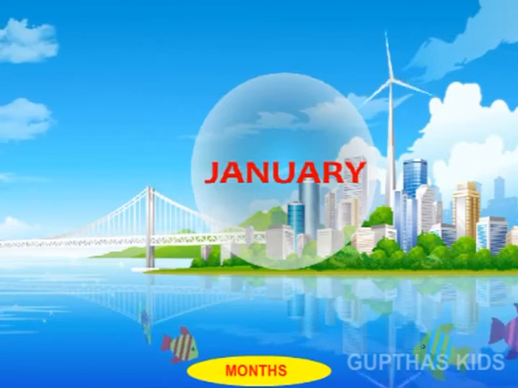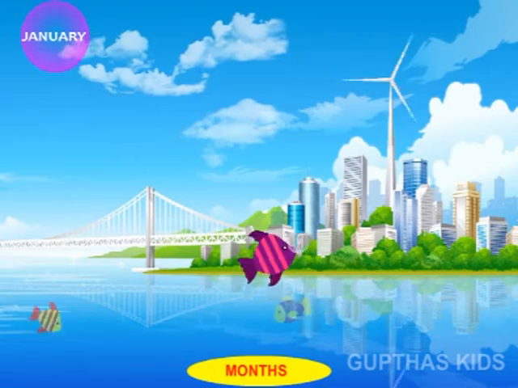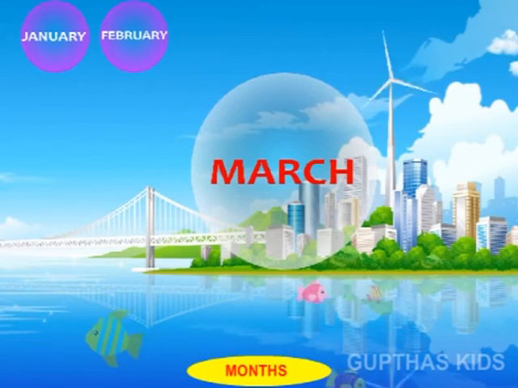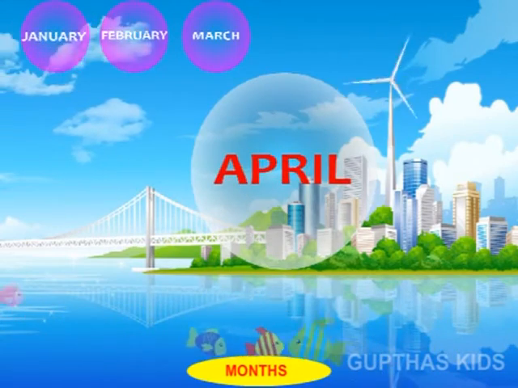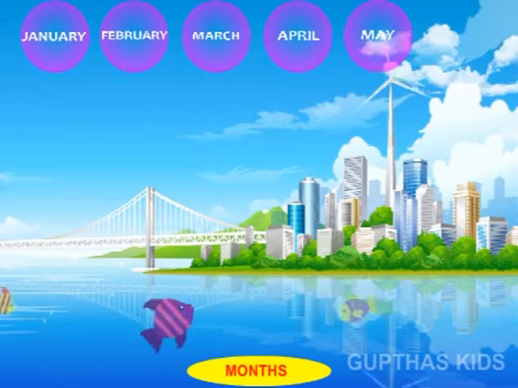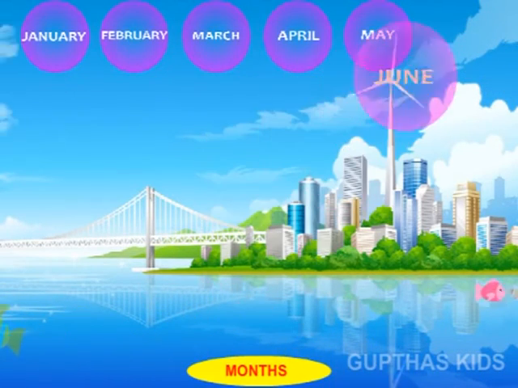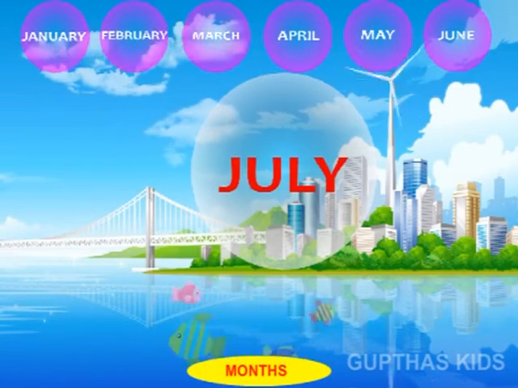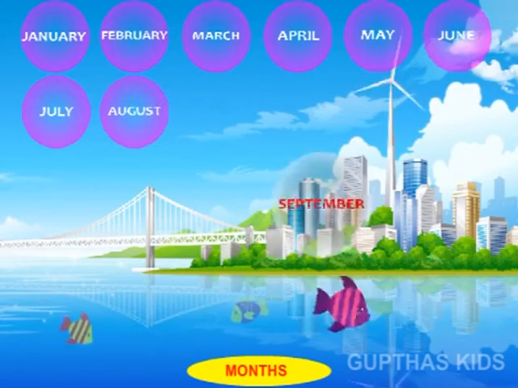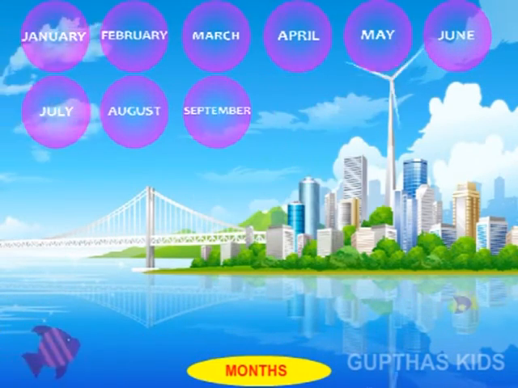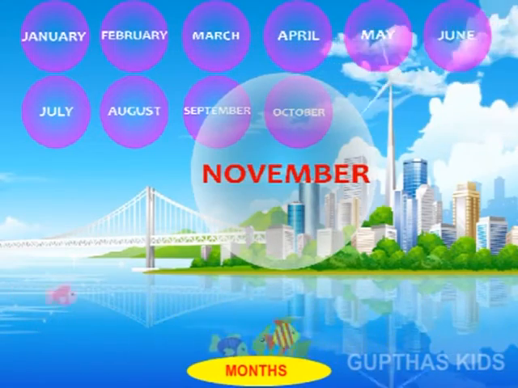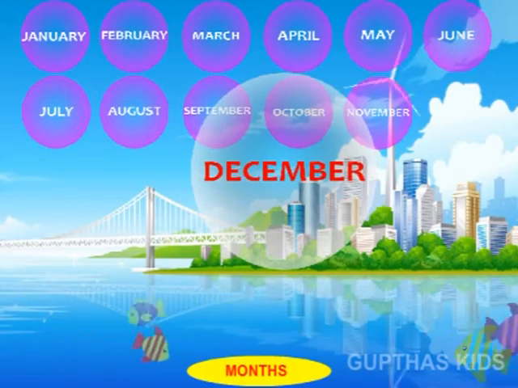Months. January. February. March. April. May. June. July. August. September. October. November. December.